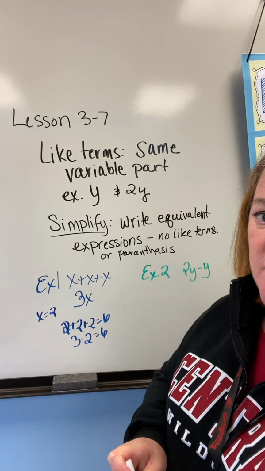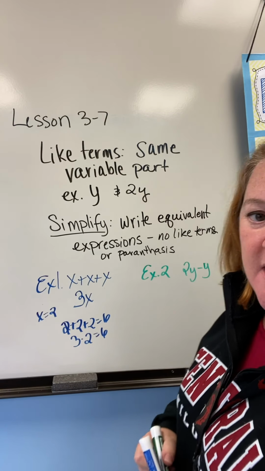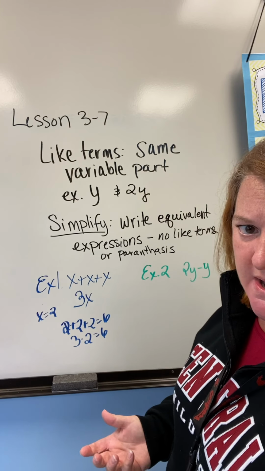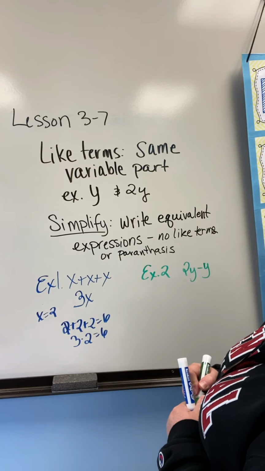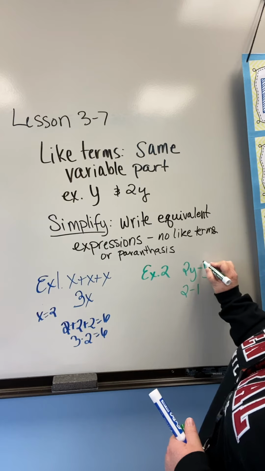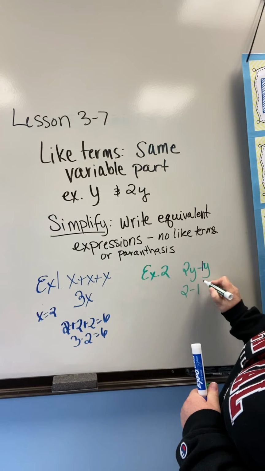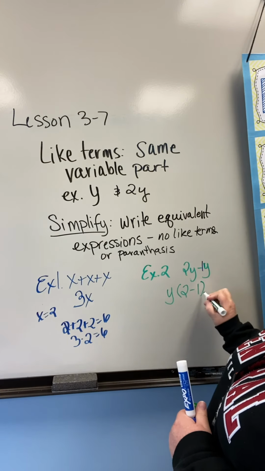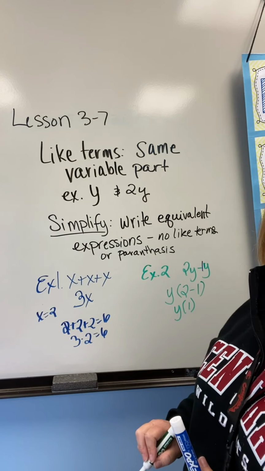I could also use that distributive property and pull out and put some parentheses. So I have 2y minus y. They share those y's, so what I'm going to do is pull the y out. And if I did that, I'd have 2 minus 1, because we're going to pretend like there's a 1 in front of this y. And that would be multiplied by y. And then I could simplify this, so it could be 1y. 2 minus 1 is 1.